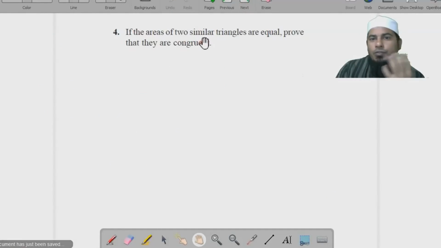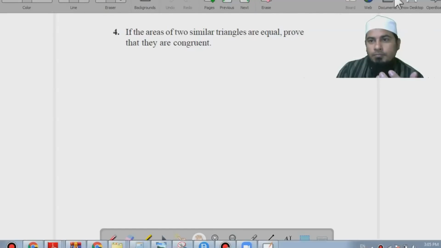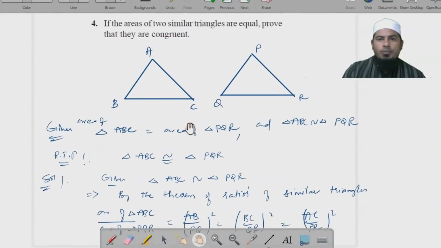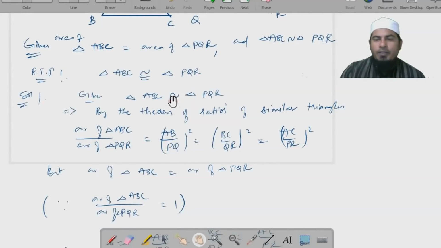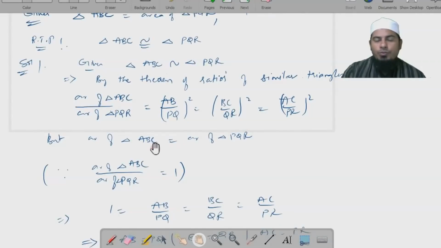If the areas of two similar triangles are equal, prove that they are congruent also. Very simple. Here these two triangles are similar as well as their areas are equal. We need to prove these two triangles are congruent, and when the two triangles are similar, we can write by the theorem of ratios of the similar triangles, the areas of two similar triangles go square of the ratio of their corresponding sides, and also the two triangles' areas are equal. It means area of triangle ABC by area of triangle PQR will be 1.